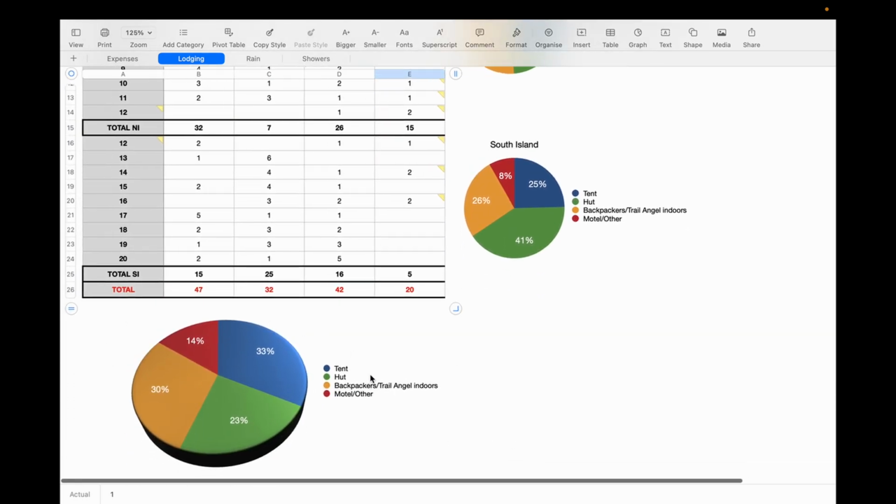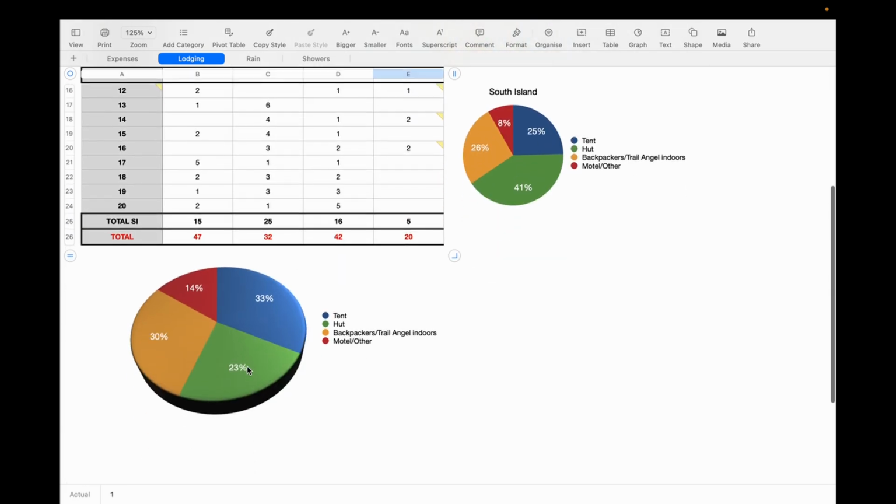And if you see the total breakdown, it's pretty even. Tent was still, you know, 47 nights in the tent, 32 nights in the huts.